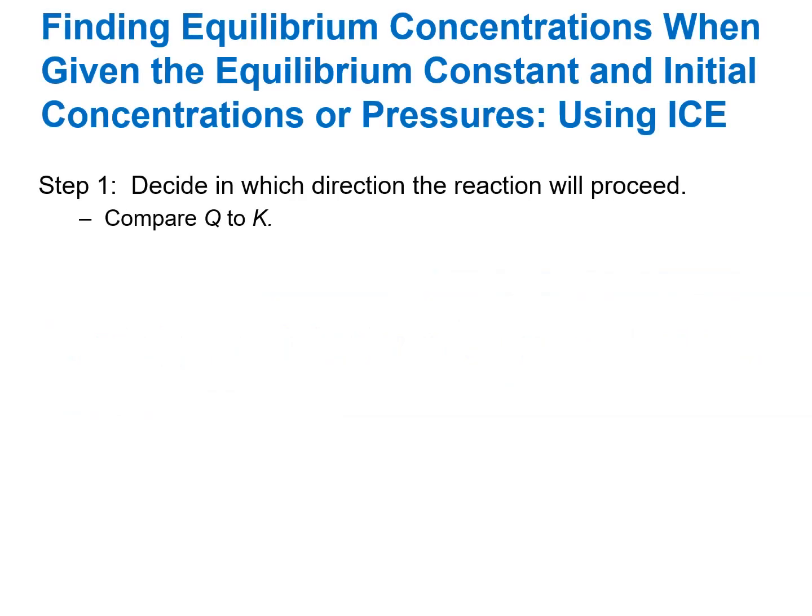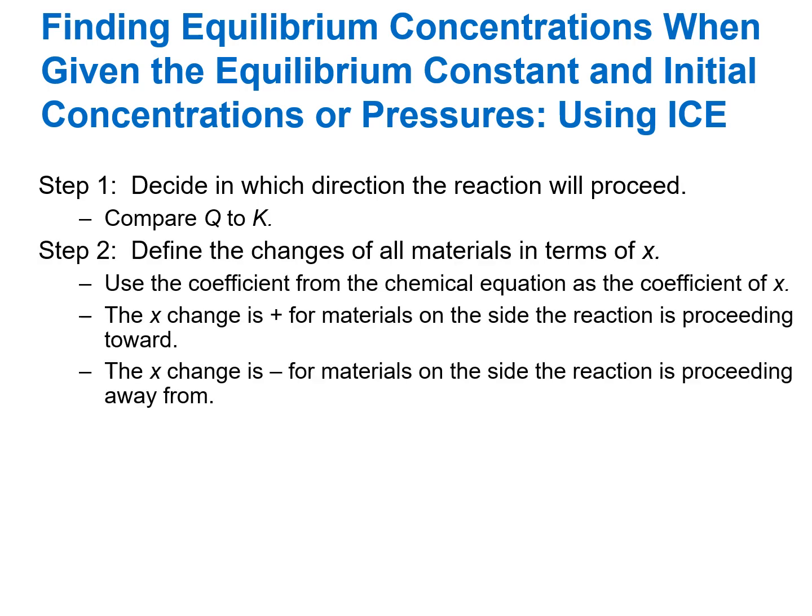So we're at the point in this chapter where we can actually find an equilibrium concentration given the equilibrium constant and some initial concentrations or pressures. And we're going to use the ice table in order to do that. So one of the things that we need to be able to do is, first of all, decide which direction the reaction will proceed. So if we're given our K, then it's up to us to calculate the Q, which we can do if we're given some concentrations or partial pressures. And we have to use the ice table to do that.